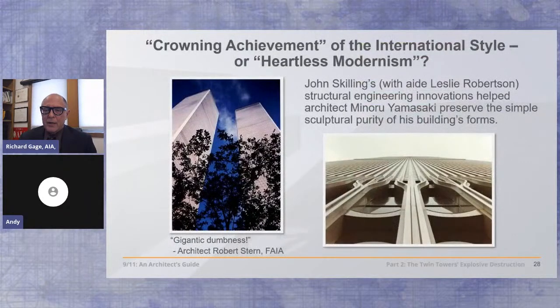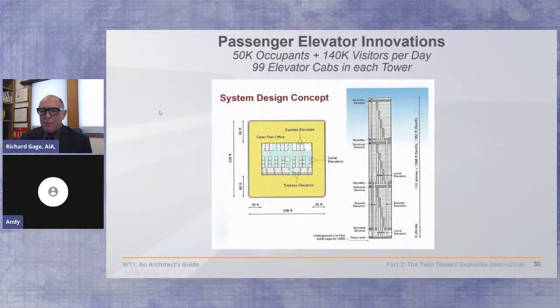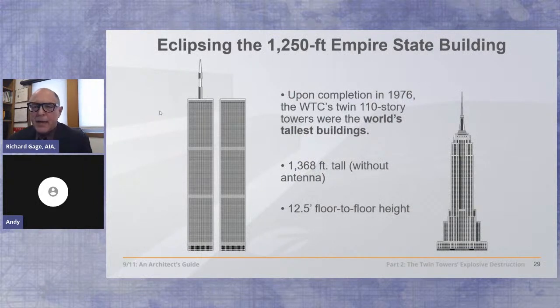So let's get into it. First of all, a note about the design of the Twin Towers. Some called it heartless modernism, others the crowning achievement of the international style. Robert Stern called it gigantic dumbness, right? You just extrude 2 squares until they become the tallest buildings in the world. Compare that to the beautiful, unfolding, elegant massing of the Art Deco styled Empire State Building, which up until the time the Twin Towers were built was the tallest building in the world.